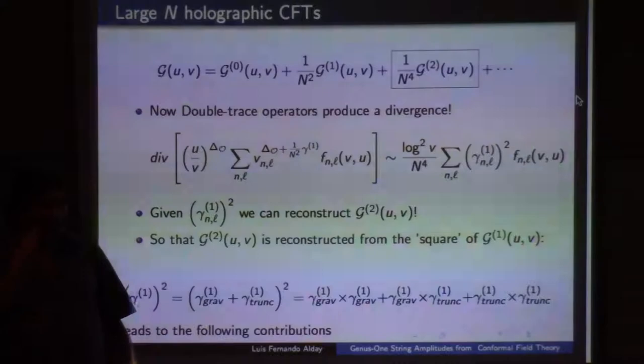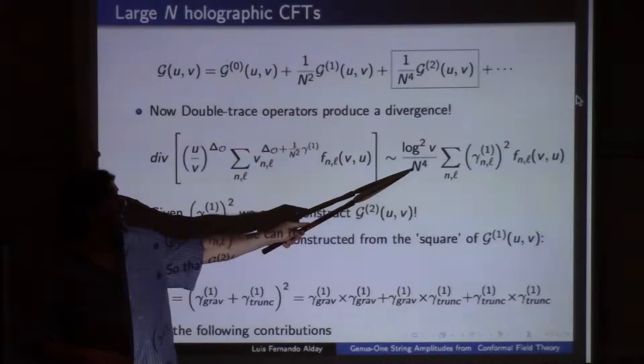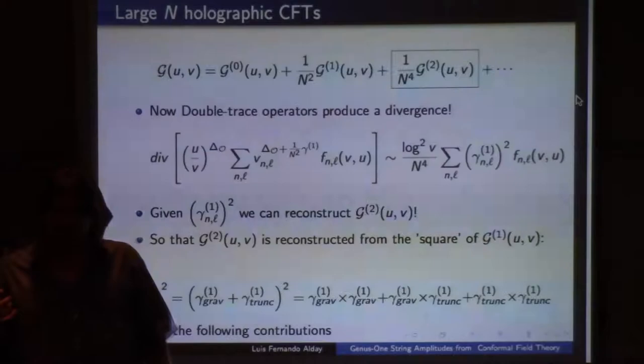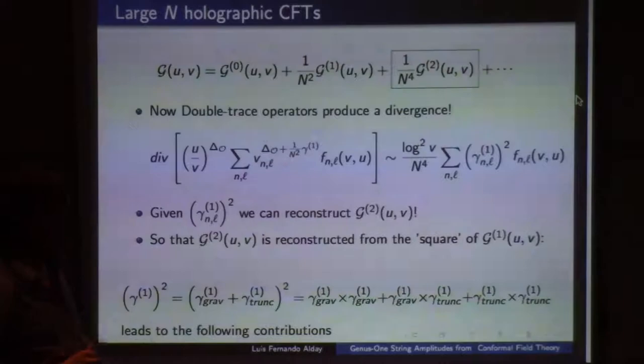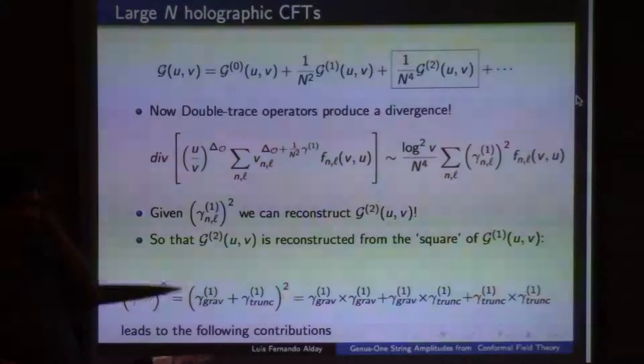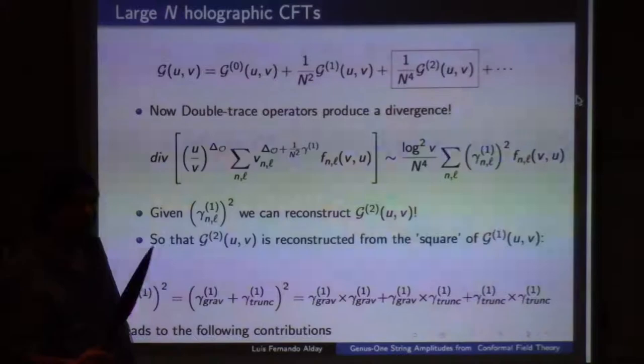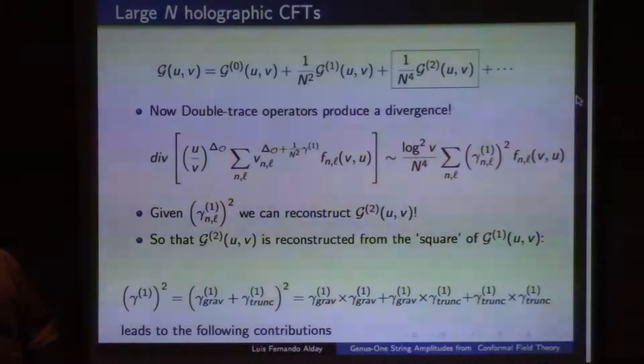You go to Mathematica, you take V to the 1 over N squared gamma, you expand that in powers of 1 over N squared, and you will see that at order 1 over N to the 4, you produce a singularity, which is not a power law, but is a log squared V. So that also produces a singularity. This new singularity is proportional to the square of the anomalous dimension at the previous order. And again, because of our inversion formula, once we get this, we can reconstruct the full correlator at order 1 over N to the 4.